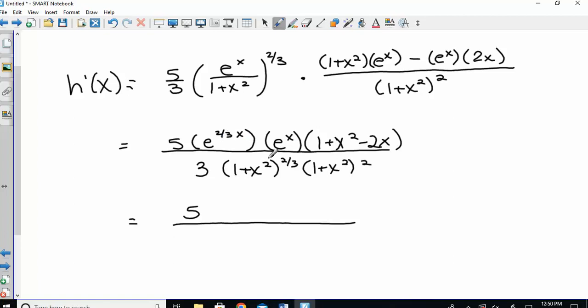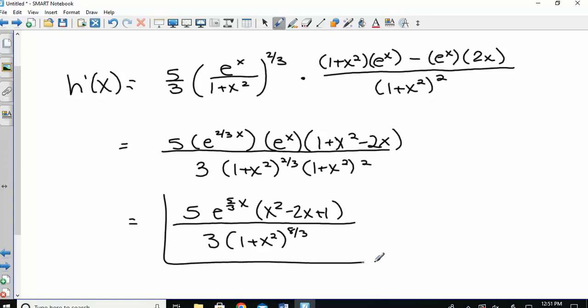So we have 5. When you're multiplying these, you add exponents. So 2/3 x plus x. So 2 over 3 plus 3 over 3 would be 5 over 3. And I have the x squared minus 2x plus 1. On the bottom we have a 3. 2/3 plus 2 would be 8/3. And that would be my final.